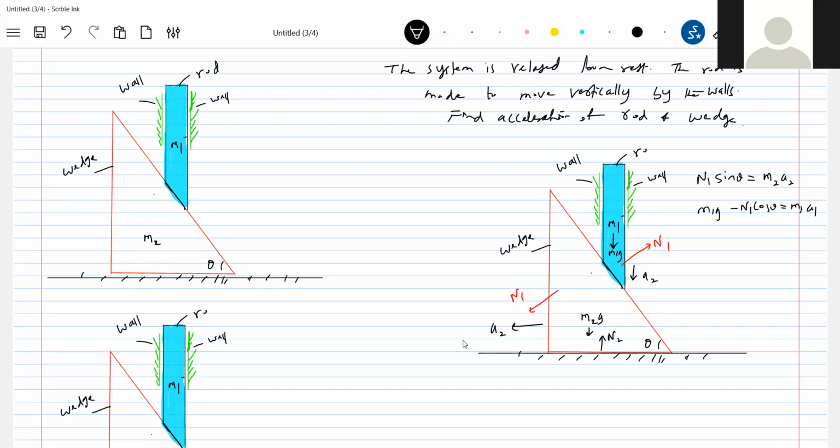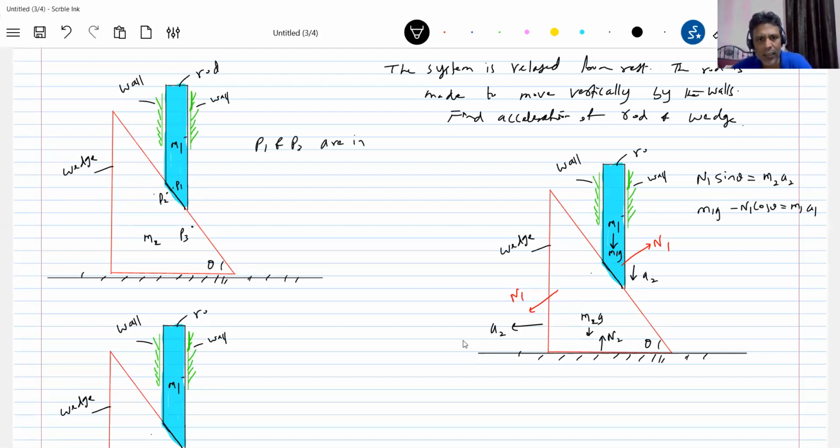Okay, this much is there. Let's do one thing. I'm interested in these two points. A point P1 on the rod, point P2, and let this be a point P3. Now at this instant, P1 and P2 are in contact. Are you seeing in the question? P1, P2 are in contact.